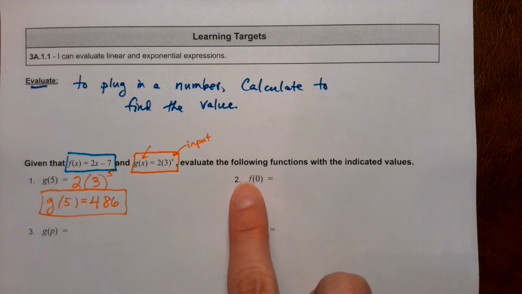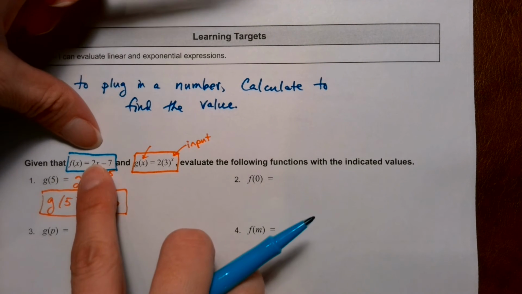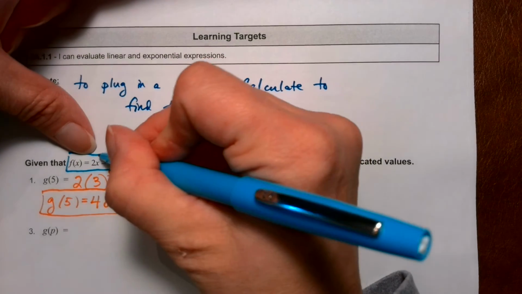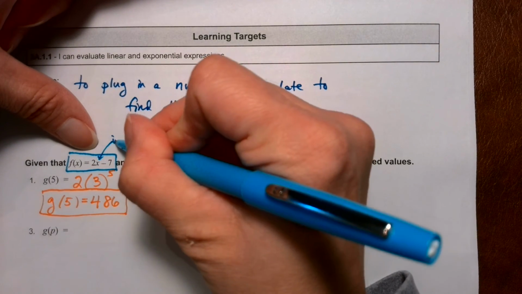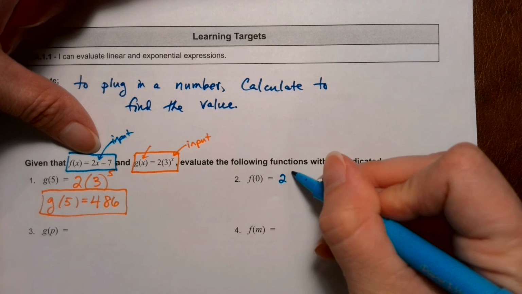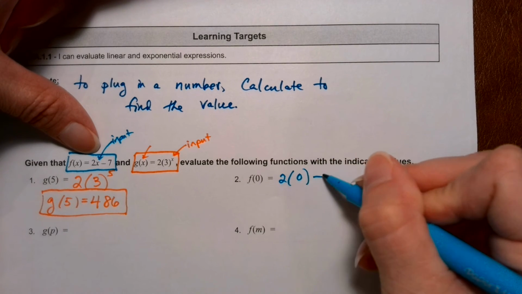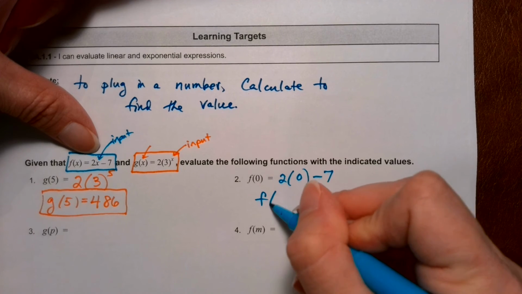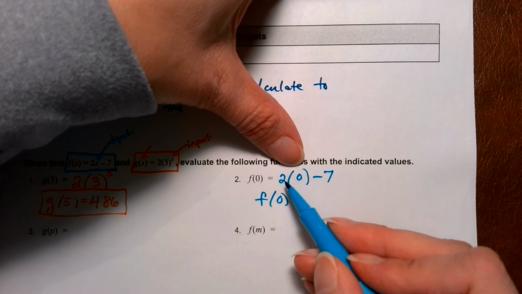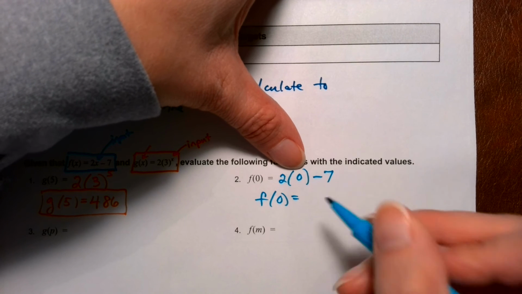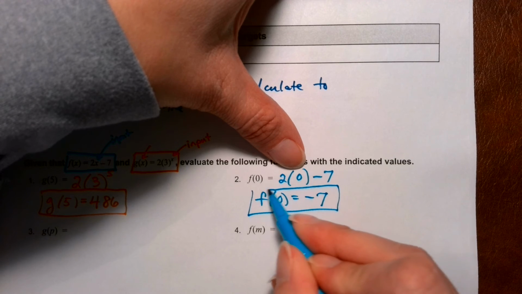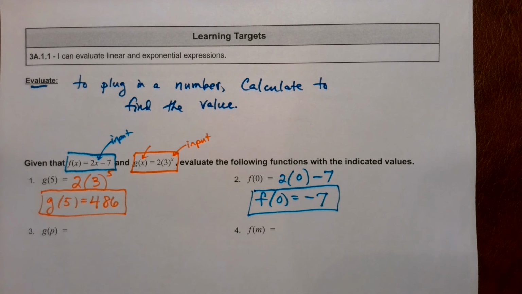Number 2, f of 0. Let's make sure that we use the f function this time, and 0 is the input, and wherever we have the variable right there, we're going to put the 0. So 2 times input 0 minus 7. So what is f of 0? When 0 goes in and I calculate this, 2 times 0 is 0, minus 7, I get negative 7. That's the value after calculating with an input of 0.